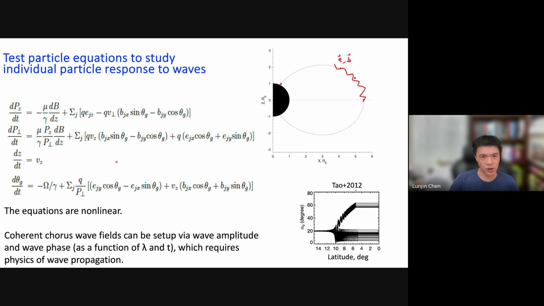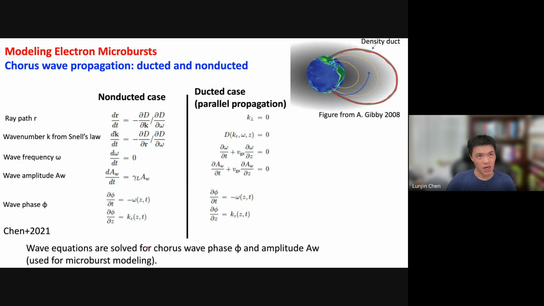But in order to solve this equation, you need to find a way to construct the coherent chorus wave field. By that I mean you need to construct the chorus wave amplitude as a function of latitude and time, and the wave phase as a function of latitude and time. That actually requires the physics of wave propagation. You need to know how the wave propagates, and how the wave phase changes as the wave propagates to higher latitude. The other difficulty for modeling the electron microburst is that there are several propagation modes.